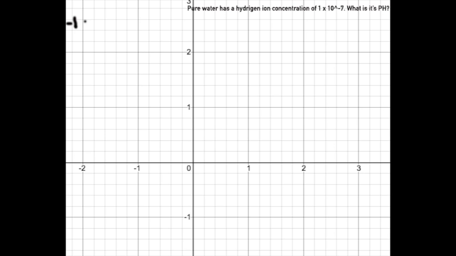So to calculate this, we must use a formula, and this formula will be minus log of 1 times 10 to the power of minus 7. And so we can rearrange that by making it minus log 1 minus log 10 to the power of minus 7 due to one of the log laws.